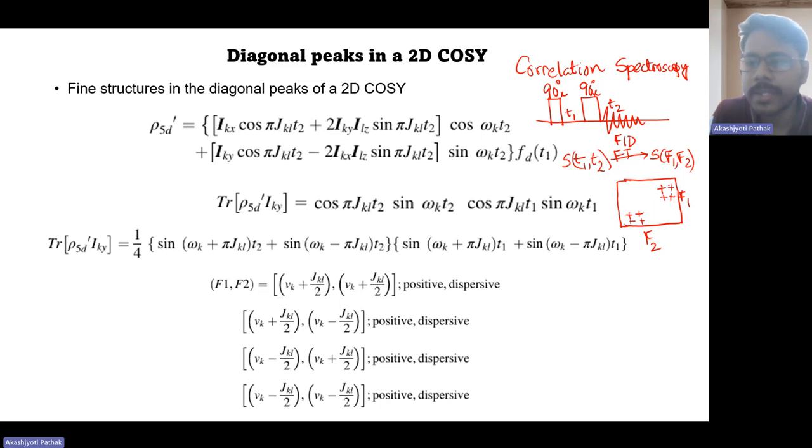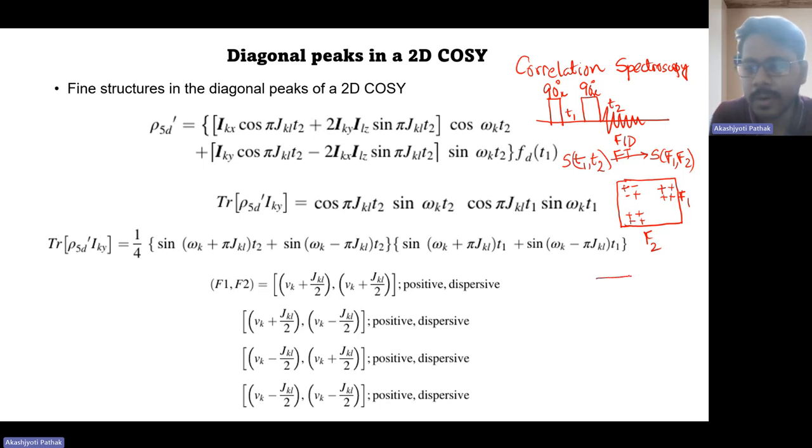Okay, so for the diagonal peaks, we had solved questions on what is the peak pattern or the fine structures that are observed in the diagonal peaks of a 2D COSY. The diagonal peaks in a 2D COSY have dispersive line shapes, and they have a positive sign, and the off-diagonal peaks have, so this we will look into in detail today, but I'm just giving you an overview. The off-diagonal elements, or the cross peaks, have absorptive line shape.